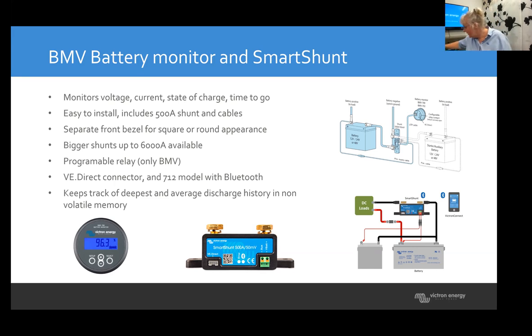We also have a new one now called the Smart Shunt. Same as the battery monitor, only no display. The electronics is actually attached to the shunt. And it's Bluetooth that you use to read it out. So you always need your phone to find out what it's reading. So that's a new one. Yeah, so it keeps track of state of charge.